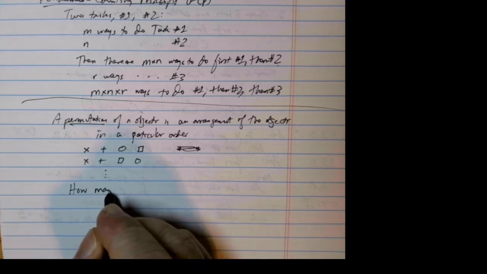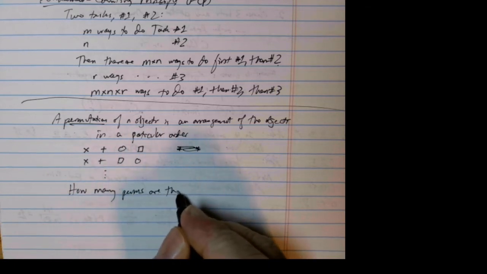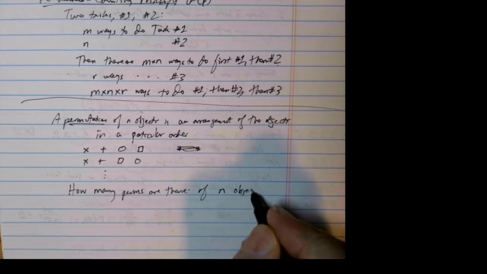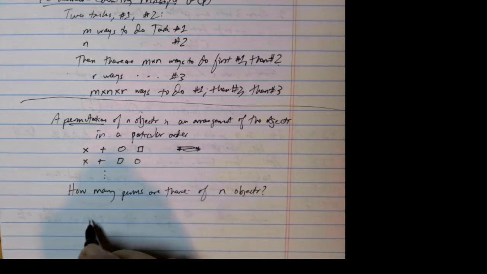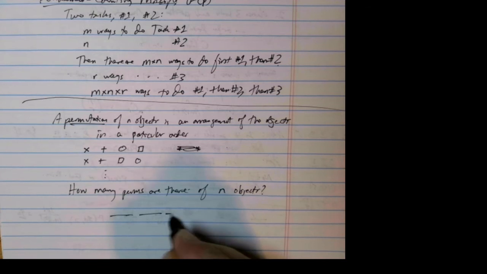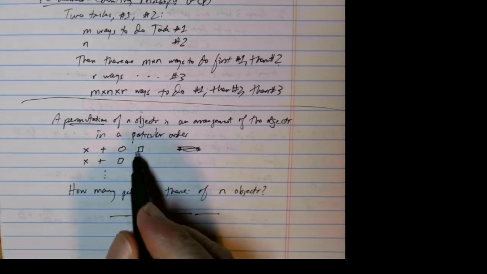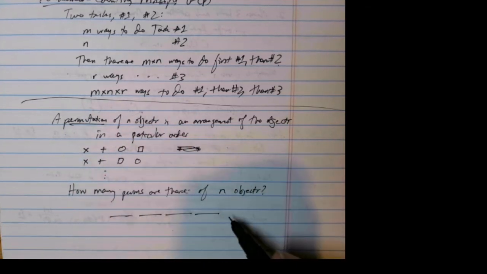How many permutations are there of n objects? Well, we can think of choosing a permutation. Let's just stick to these 4 for the moment. We can think of having 4 slots. Right? Whatever permutation you end up with, it corresponds to putting one of these objects in each slot.